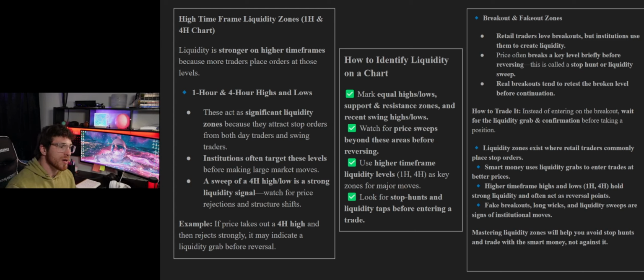So liquidity zones exist where retail traders commonly place stop orders. Smart money uses liquidity grabs to enter trades at better prices. The highs and lows of the 1 hour and the 4 hour hold strong liquidity and often act as reversal points. Fake breakouts, long wicks, and liquidity sweeps are signs of institutional moves. Mastering liquidity zones will help you avoid stop hunts and trade with the smart money and not against it.